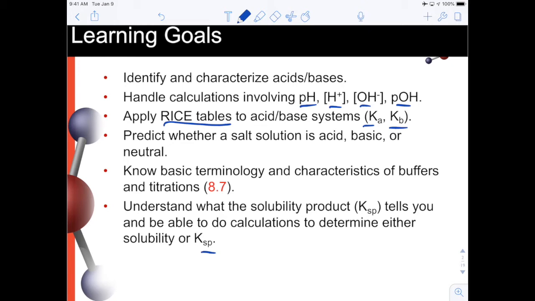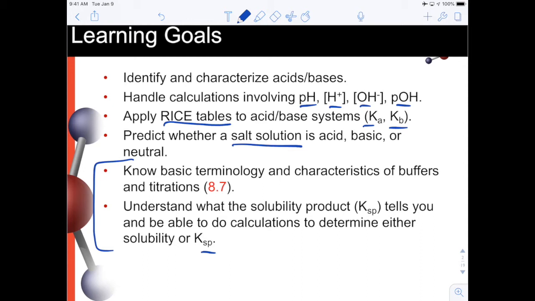You'll also need to be able to predict whether a salt solution is acidic, basic, or neutral. Now your book does some calculations on that. You're not responsible for the calculations. You're just going to be able to identify the salts and tell whether the solution would be acidic, basic, or neutral. This is where Chapter 16 comes in down here. Know basic terminology and characteristics of buffers and titrations.